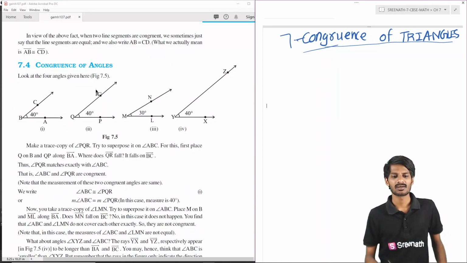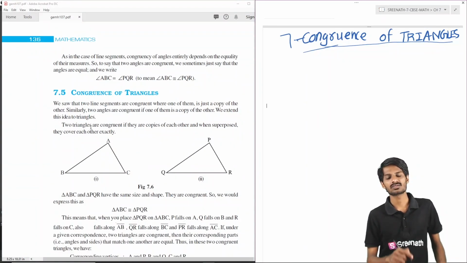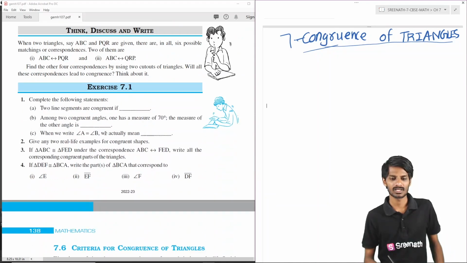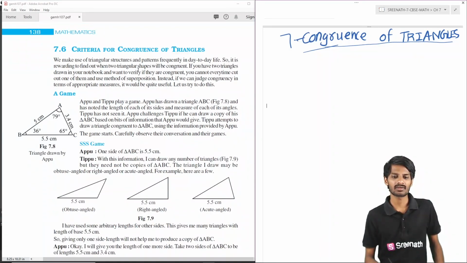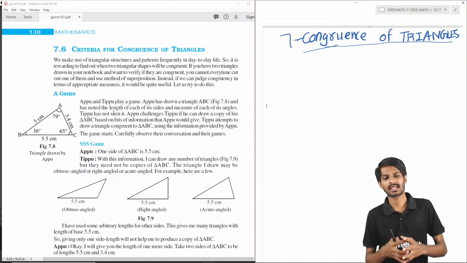Next thing is congruence of angles. When we say that angles are congruent, and congruence of triangles. If there are triangles, when we say the triangles are congruent, what is the rule for the congruence of triangles? The next thing is the criteria for congruence of triangles. So what is the criteria for congruence of triangles, students?